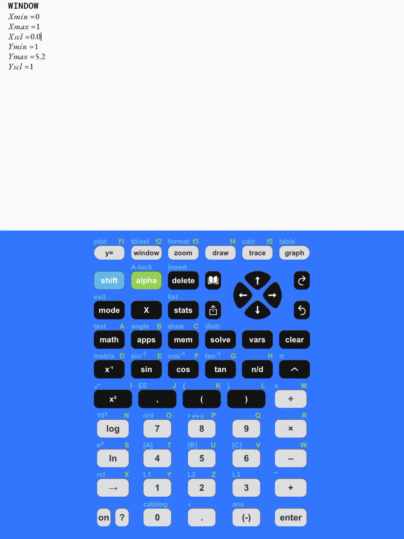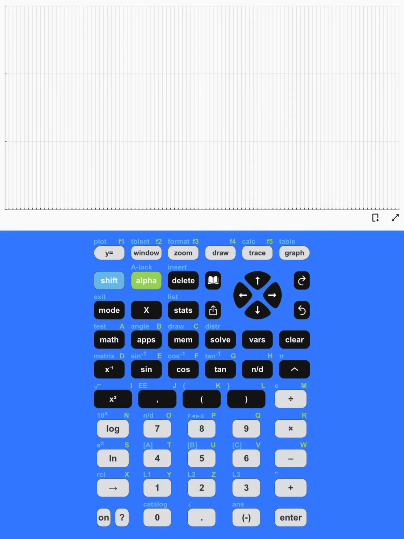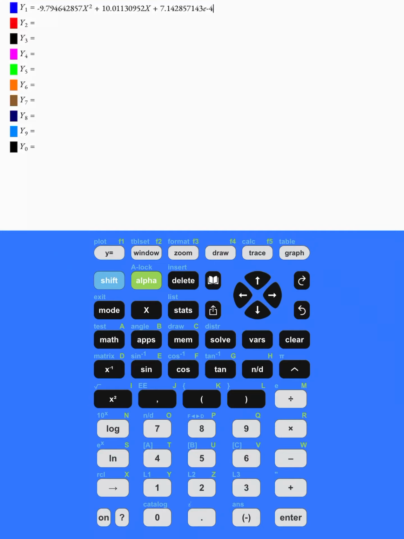Our scale, I would change it to be smaller, maybe 0.01, because since our values are going from 0 to 1 for min to max, we want the scale to be smaller than that to divide it up. Our Y minimum is going to go from 0 up to a maximum height we know is 2.53, so I'm going to go slightly higher up to the value of 3 and then graph it.